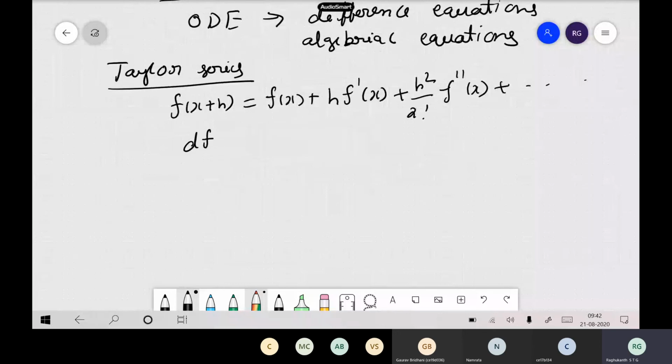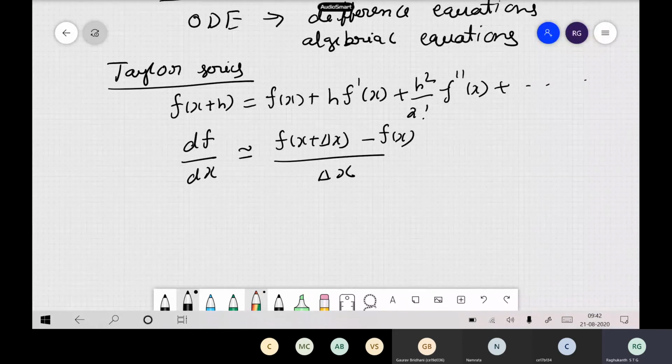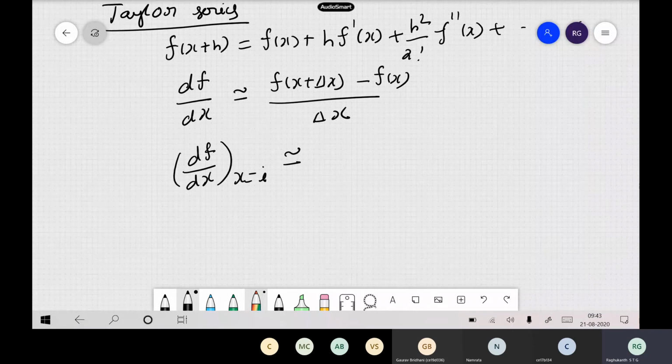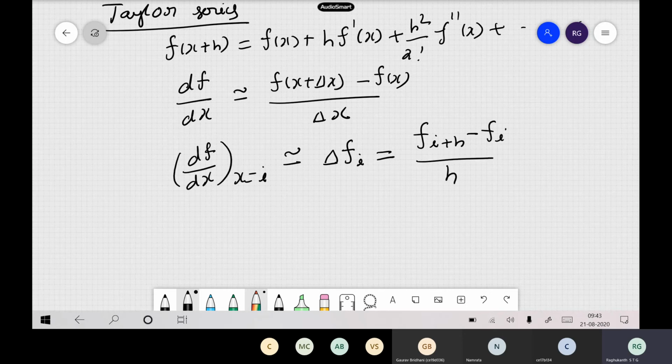So if we have df by dx, we write this expression as f of x plus delta x minus f of x by delta x. So what we do is we approximate actually. Your df by dx at x equal to i, we denote this as delta f i. The meaning is f of i plus h minus f of i by h. So we approximate all these derivatives actually.